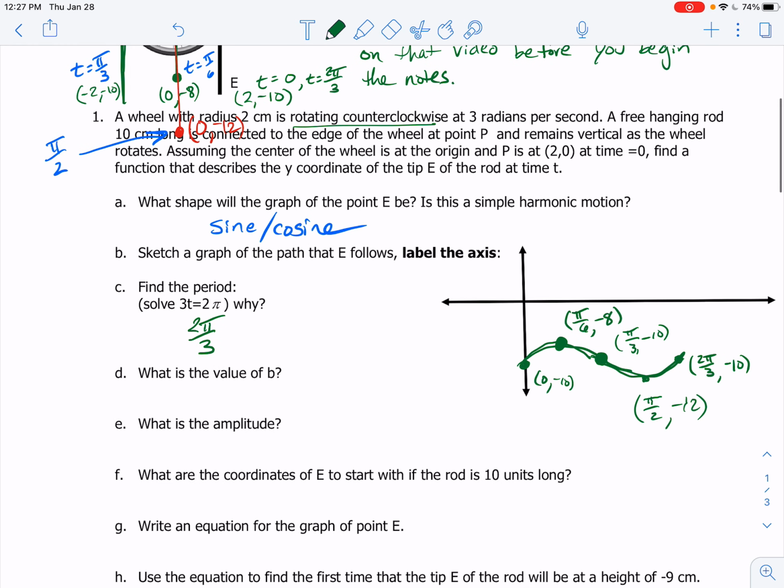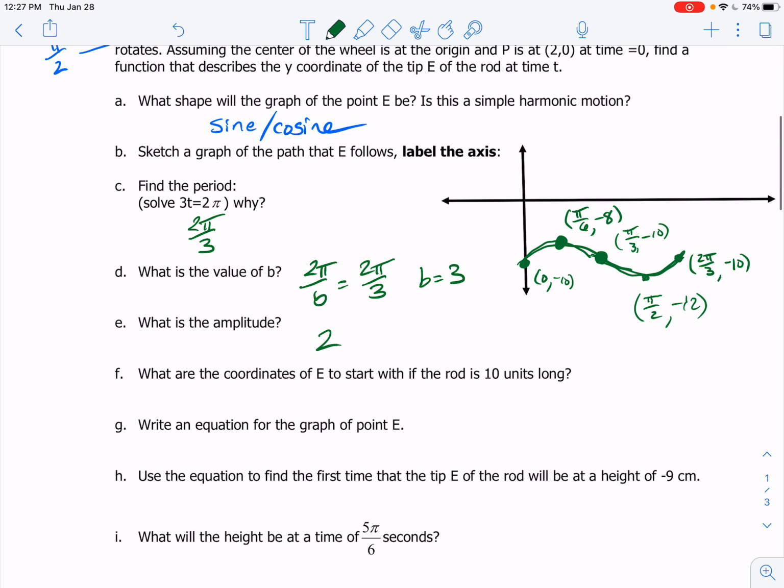What is the value of b? Okay, so 2 pi over b is going to be equal to that 2 pi over 3, therefore b has to equal 3. What is the amplitude? Well, on amplitude, we want to know from this midline to the top, how far up did we go? Well, that was 2 units.